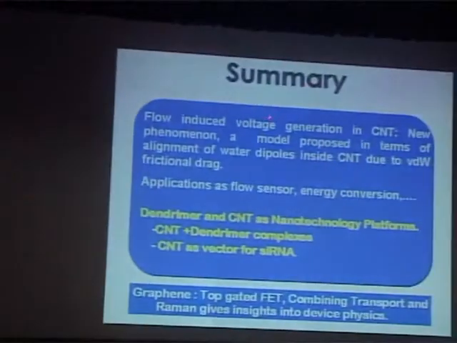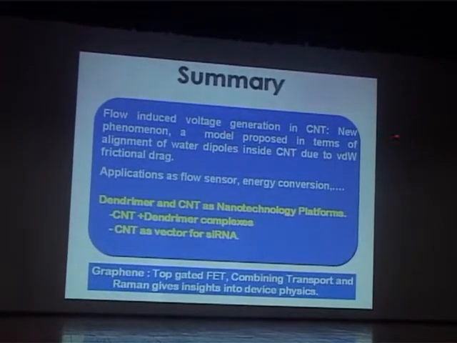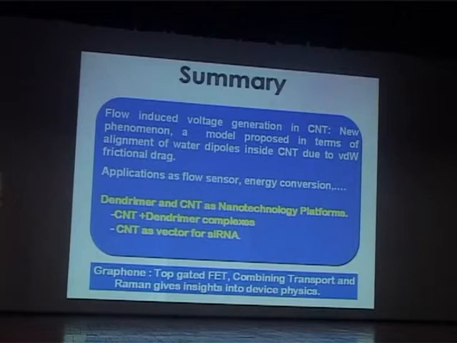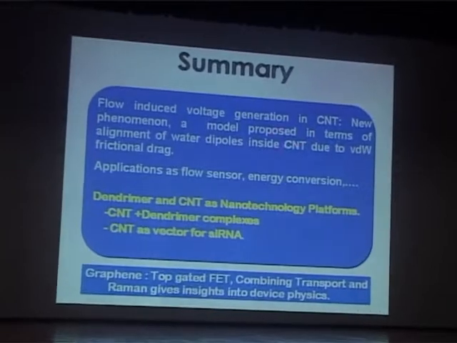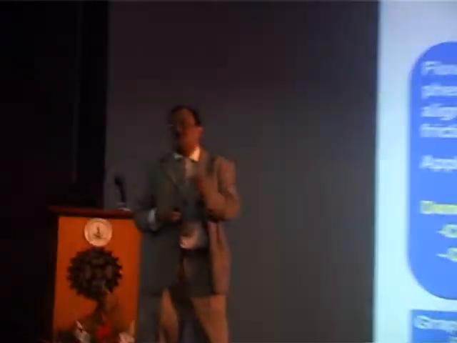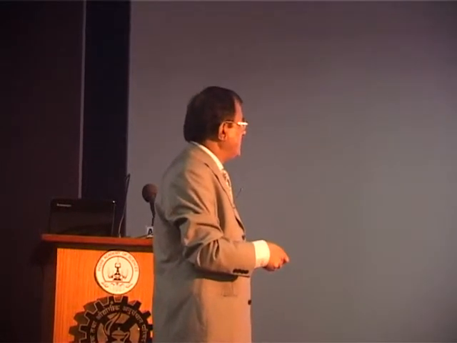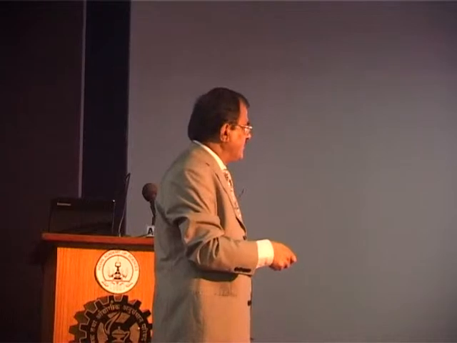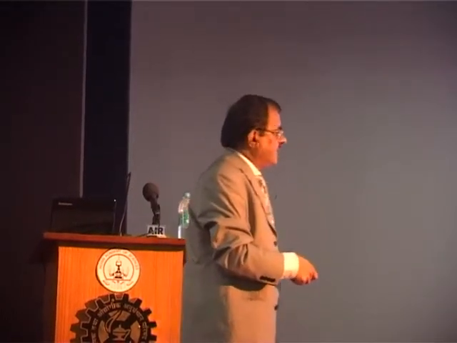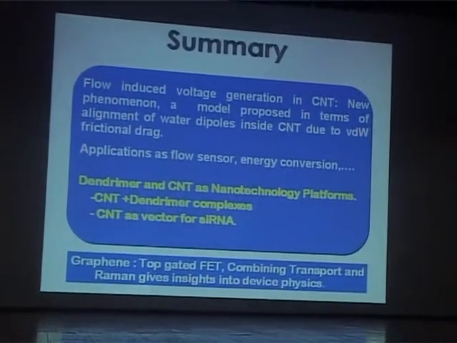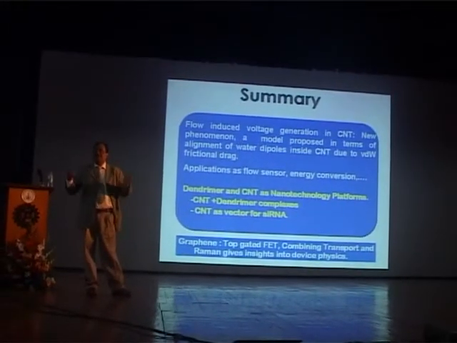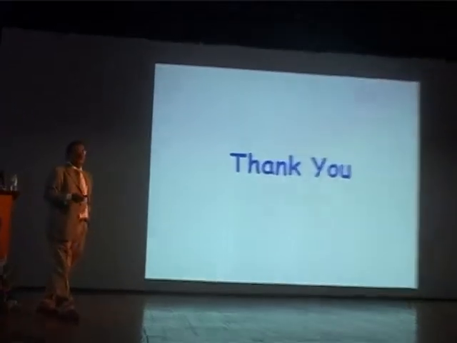So I will close this address to summarize. The idea was to introduce the excitement in the field of carbon nanotubes and graphene. We started with the flow induced voltage generation, which brought us to a new proposal to understand this effect in terms of alignment of water dipoles due to van der Waals friction, which can have interesting consequences. In the last fleeting moments, I mentioned CNT along with other platforms, namely dendrimers and so on. And the last part, which I mentioned in the beginning but didn't elaborate, is that graphene and its devices and many more applications are just beginning to take shape. So with this, I thank you once again.